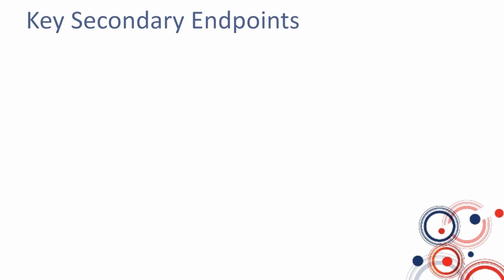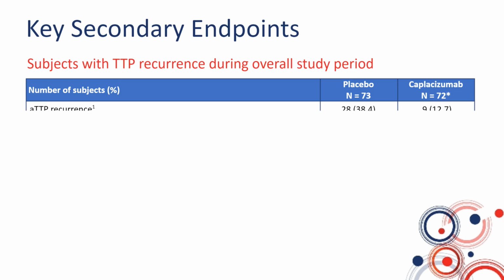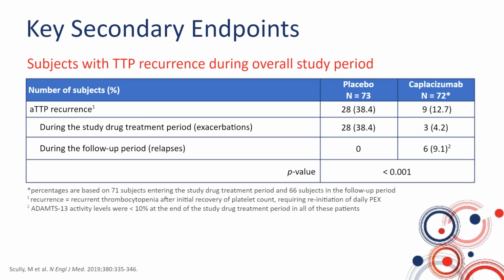In this HERCULES study, you saw essentially similar data to the TITAN study, where there was a significant reduction in the number of exacerbations that were suffered. 38%, again consistent with the prior study, of placebo patients suffered an exacerbation, and only 3 of 72, or 4%, of caplacizumab patients suffered an exacerbation. A smaller number of patients suffered a relapse after the follow-up period, again with patients having severely deficient ADAMTS13 activity, likely leading to this event or strongly contributing to it.